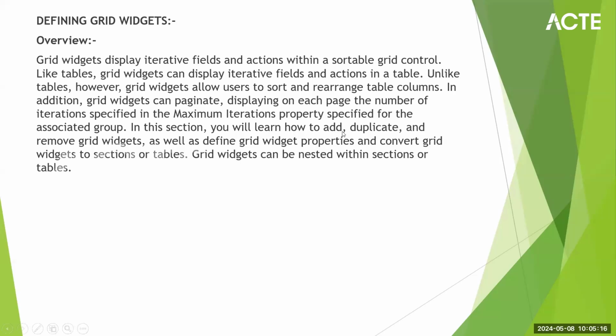Unlike tables, however, grid wizard allows users to sort and rearrange table columns. In addition, grid wizard can paginate, displaying on each page the number of iterations specified in the maximum iteration property for the associated group. In this section, you will learn how to add, duplicate, and reorder. Basically, remember that grid wizard is used for nothing but the iterative fields, likewise the same as a table.